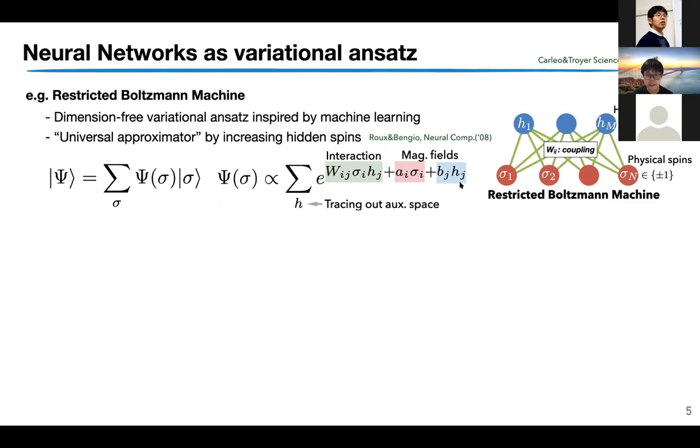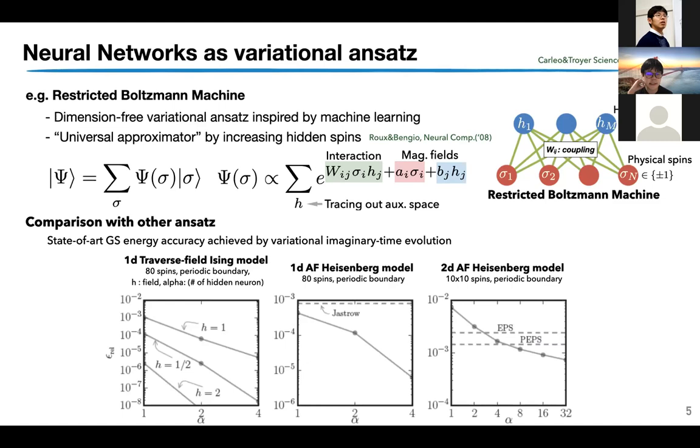Here, in addition to the physical spins, which actually span the Hilbert space of the system, they additionally consider spins usually called hidden spins, and parameterize the wave function by the energy of two-body interaction between the physical spins and the hidden spins, and also the magnetic fields acting on each site. Of course, it is not limited to two-body, and you can also consider three-body interactions or more, but the reason here is to keep it as simple as possible for understanding whether it works or not. And surprisingly, this kind of wave function ansatz based on a neural network performs very well, at least for these kinds of toy models, for example in one-dimensional or two-dimensional spin systems.